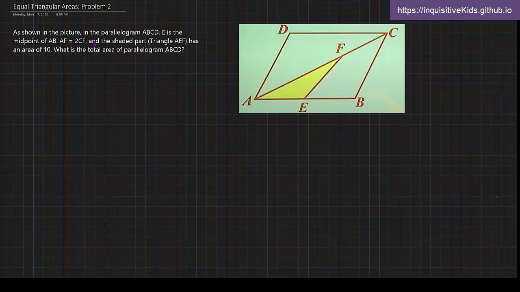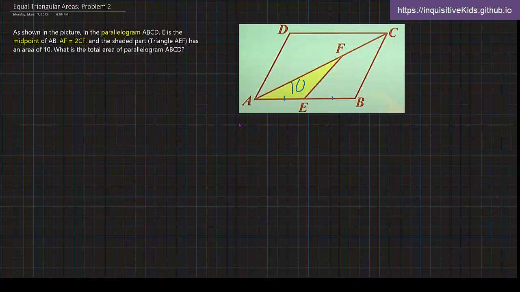As shown in the picture, the parallelogram ABCD, E is the midpoint of AB. E is the midpoint of AB, so right away I'm starting to mark this. Probably do that with dark blue. AF equals 2CF. So that's another interesting equation we have. And the shaded part, which is triangle AEF, has an area of 10. What is the total area of parallelogram ABCD?